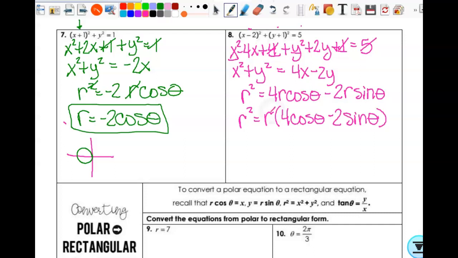So then, now I can cancel those r's out, right? The one on the right with one of the ones on the left. So I am left with r equals 4 cosine theta minus 2 sine theta.